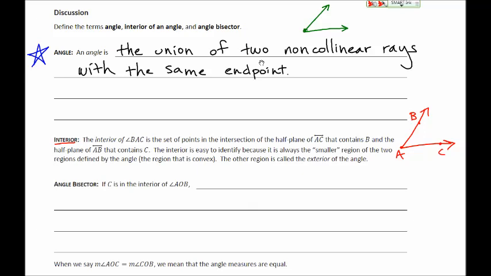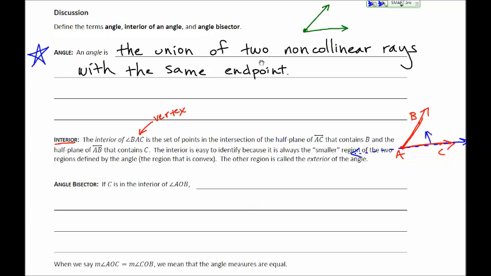Now, by the way, the middle point when you name an angle is the vertex of that angle, the middle letter. So angle BAC goes from B, vertex at A, and then to C. Now, the interior of BAC is the intersection, so where they overlap, of the half plane of AC. So here is line AC. The half plane of AC that contains B.